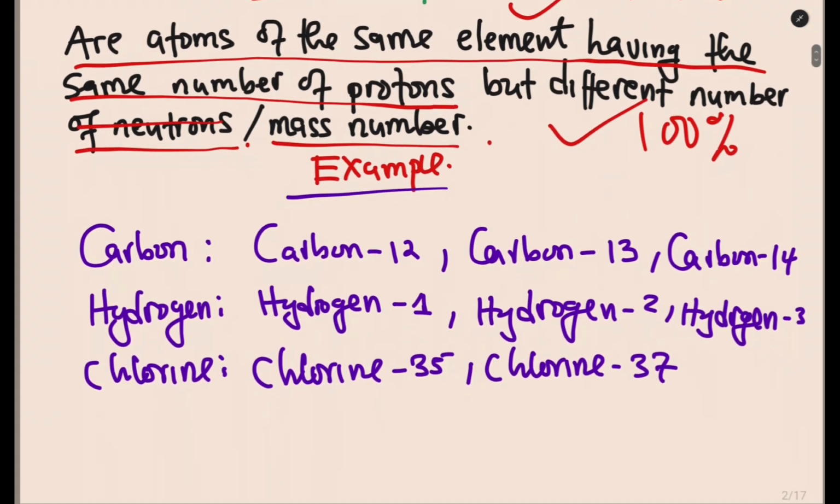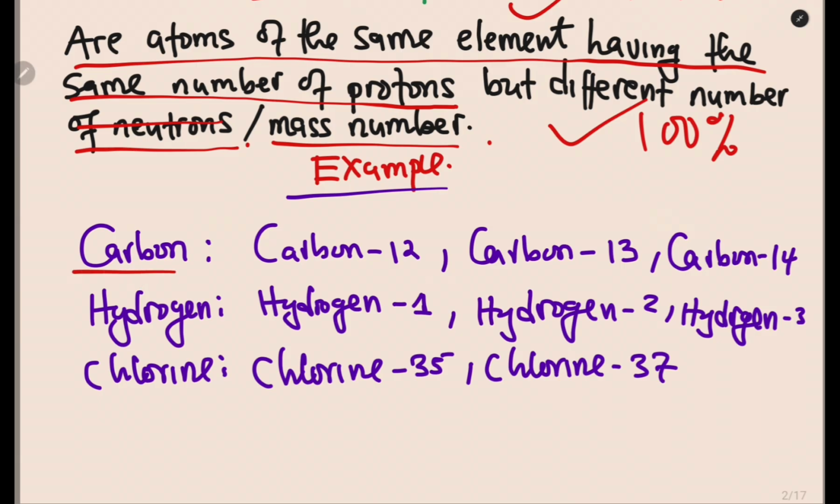Since we are saying atoms of the same element having the same proton number but different number of neutrons, you should know that most of the elements found on the periodic table are isotopes. I'm sure you've seen the periodic table of which the mass numbers are not exact. We are going to look at exactly what I mean. So now, examples of isotopes, we have carbon.